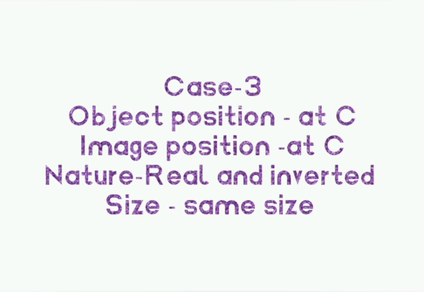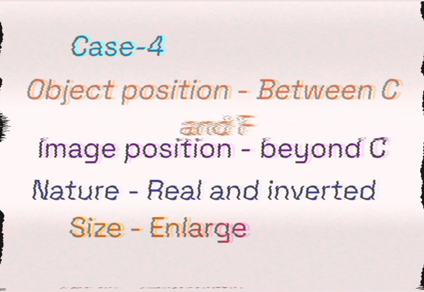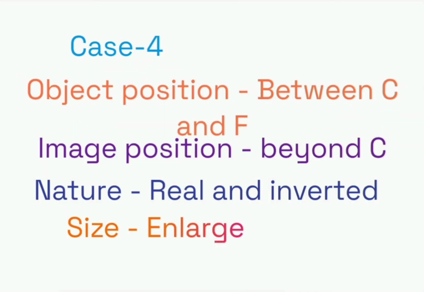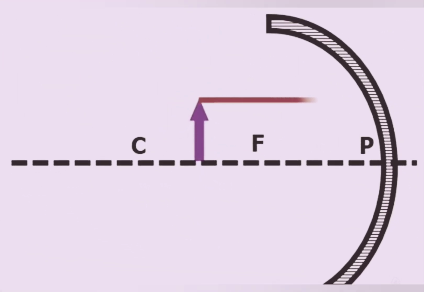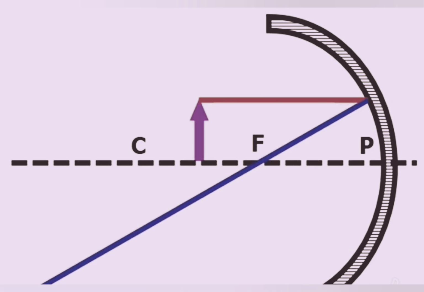Fourth case. In the fourth case, we are keeping the object between the center of curvature and focus. Then our image will form behind the center of curvature. To draw the ray diagram, first we keep the object between the center of curvature and focus. We are using the first rule and second rule. First rule, the ray is parallel to the principal axis. After reflection it passes through the focus. Second rule, the ray passes through the principal focus. After reflection, it is parallel to the principal axis.